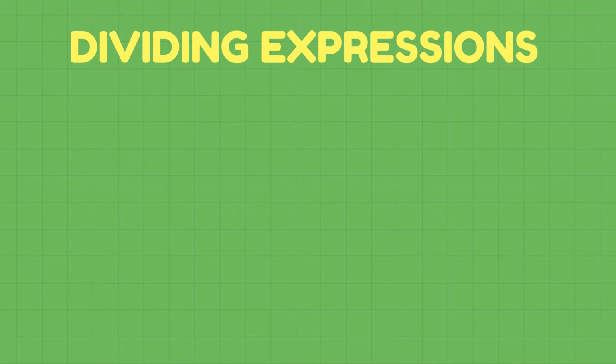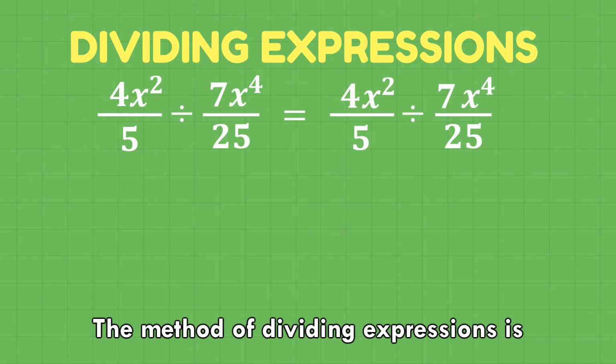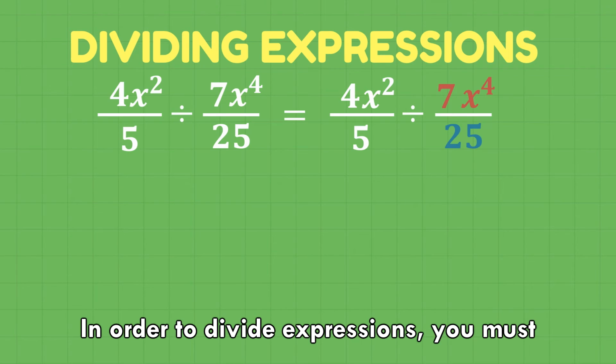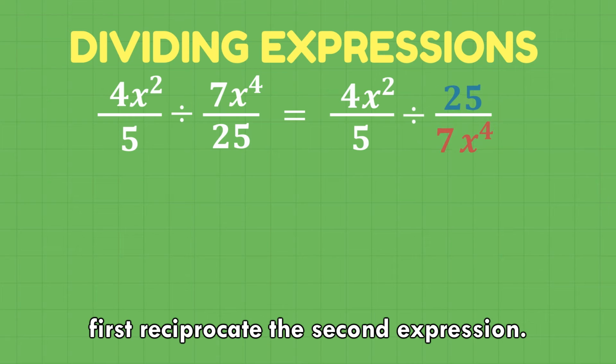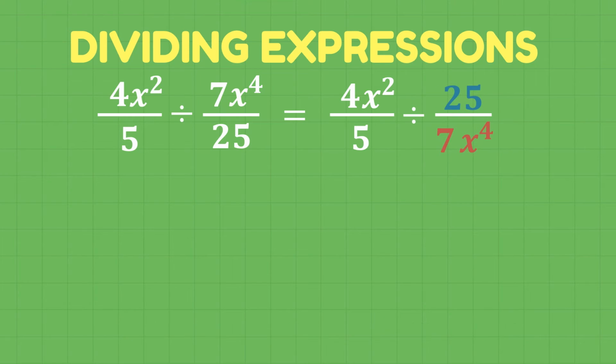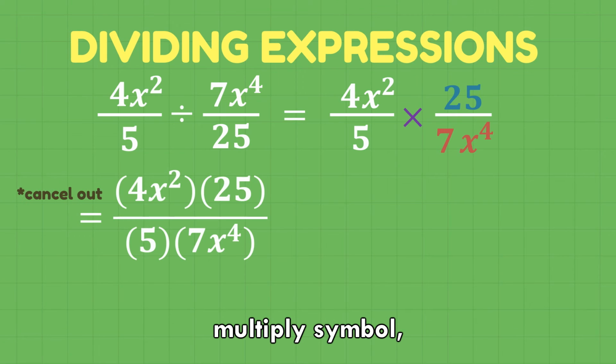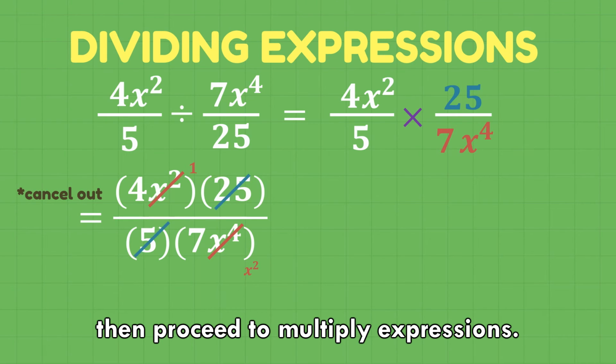Dividing expressions. The method of dividing expressions is the same as that of multiplying expressions. In order to divide the expressions, you must first reciprocate the second expression. After that, change the divide symbol to a multiply symbol, then proceed to multiply expressions.